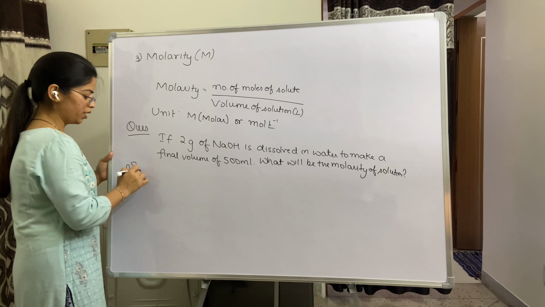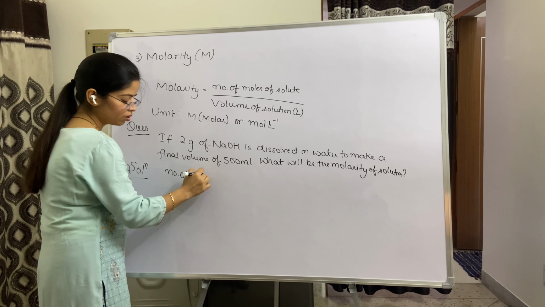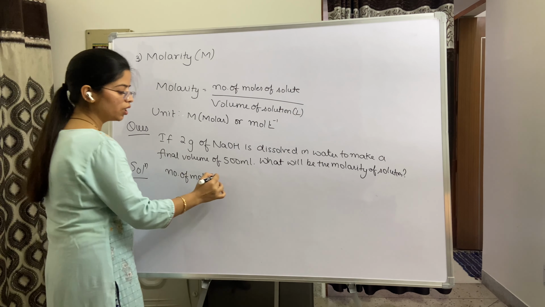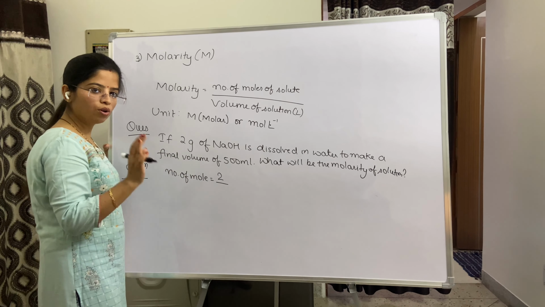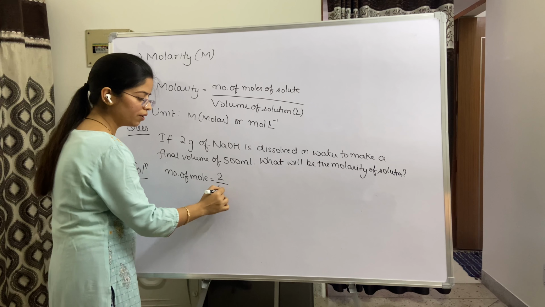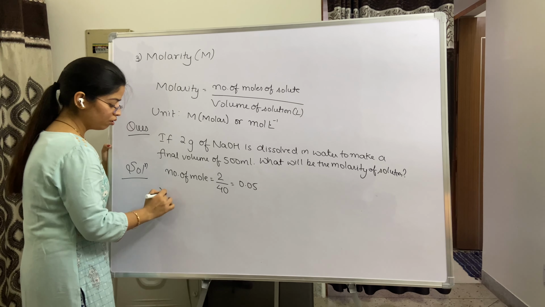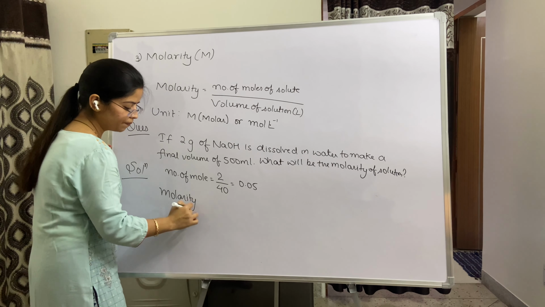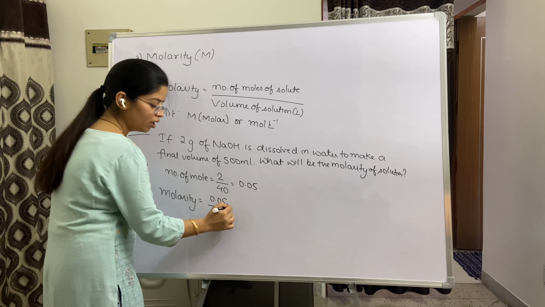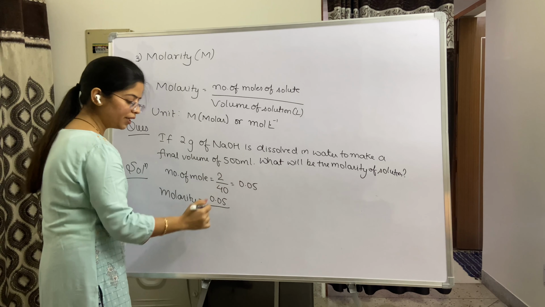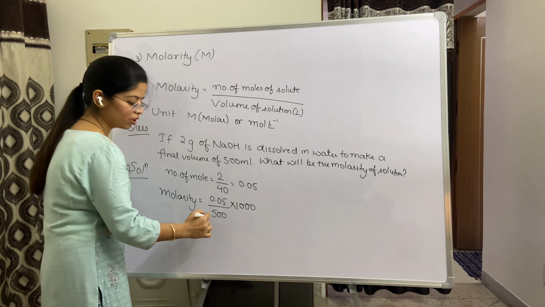Now again, in this case we will have to calculate the number of moles first. Number of moles of the solute is given mass, that is 2 gram, divided by the molar mass. We have already calculated that the molar mass of NaOH is 40. So it will be 0.05. Now if we talk about molarity, it will be number of moles of solute, that is 0.05, divided by the volume of solution, which is 500 ml, but again it should be in liters, so we will be multiplying the numerator by 1000.